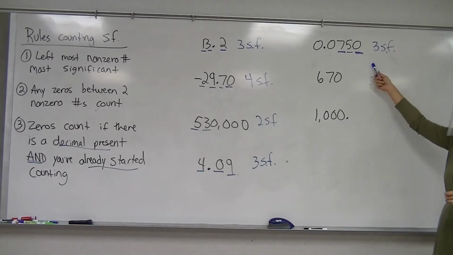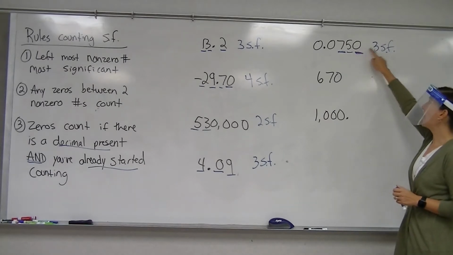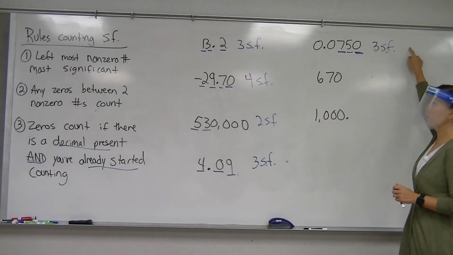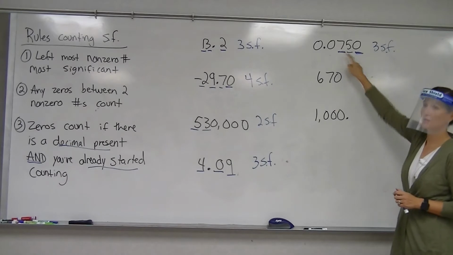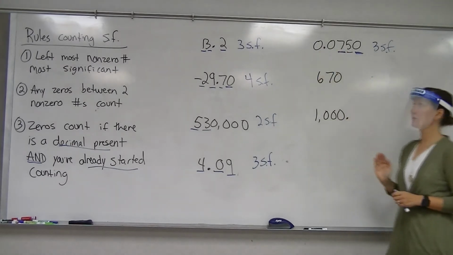Any questions on that one? That's usually the hardest one. Like when it has a zero, like a decimal, then a 0, and then numbers, and then another 0. Since you already started counting, the 0 after, like say the 0 after the 7.5, that counts each time? Yes. So if I had 5 zeros here, all of them would count because I started counting at the 7. But you can't count any of the zeros before the non-zero number.